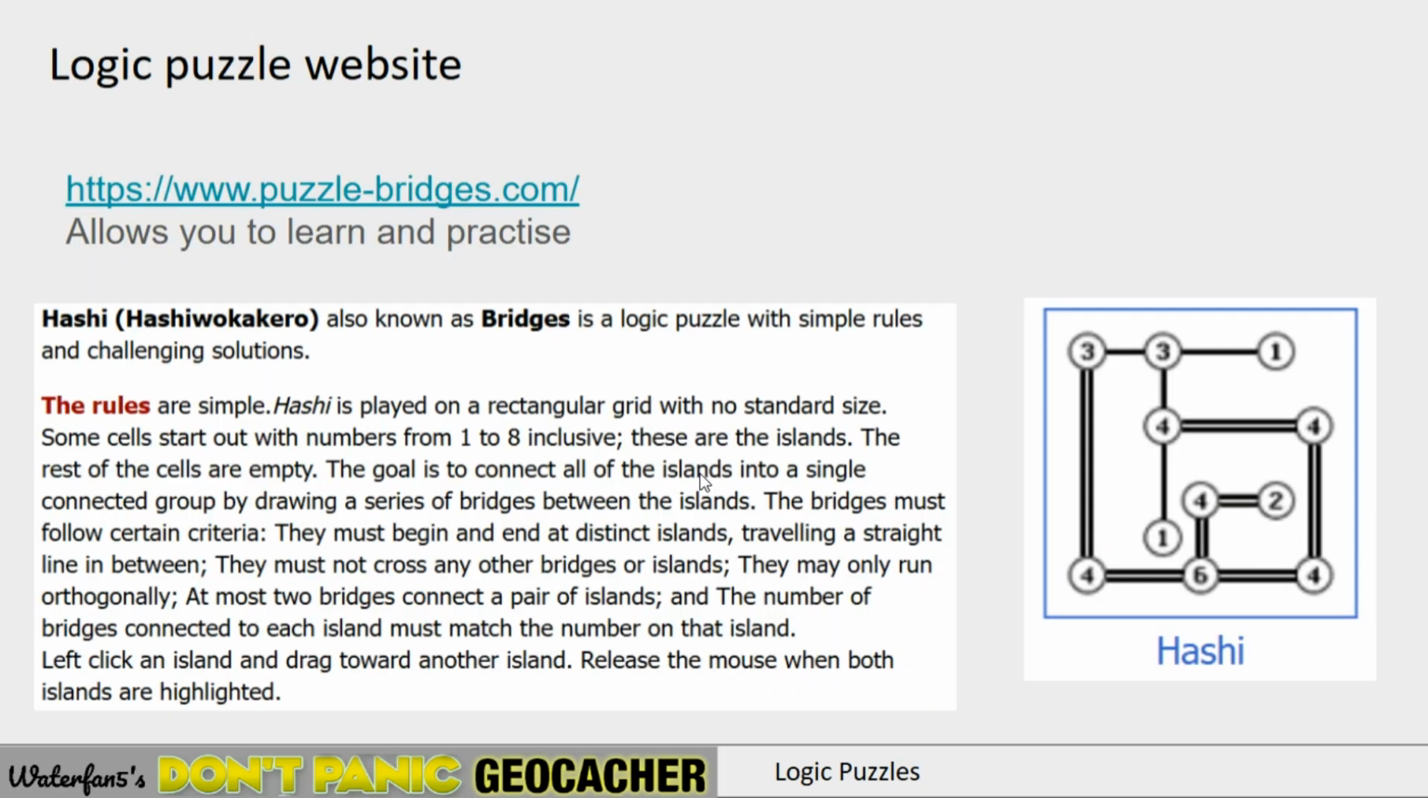So here is a common scenario. This one is called bridges, and there's very specific rules. And this is also the website that I'm going to use. So puzzle bridges. You might notice that the website's name changes based on the type of puzzle. And I'm going to show you how to solve this specific type of puzzle and the rules for this logic puzzle.